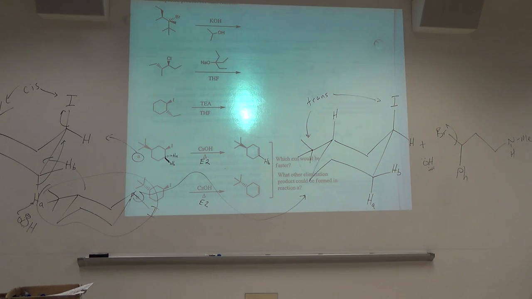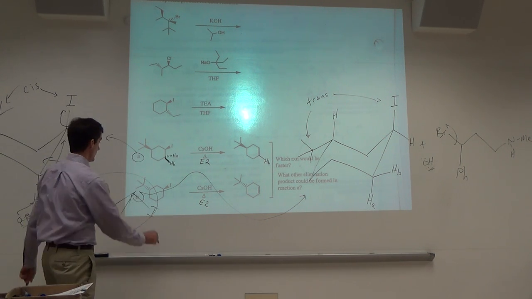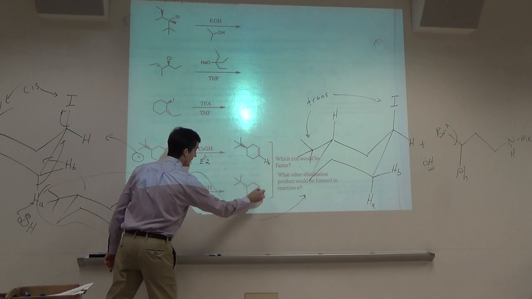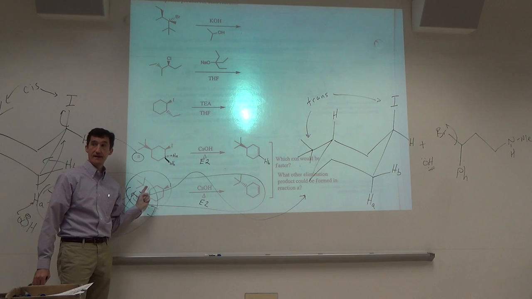What you're really trying to figure out here is which one is going to exist more often, more likely, with the leaving group being axial. That's really what you're trying to figure out. Which one is it? That one? B? Yeah, this one. B will be faster. It turns out that the trans is going to be faster.